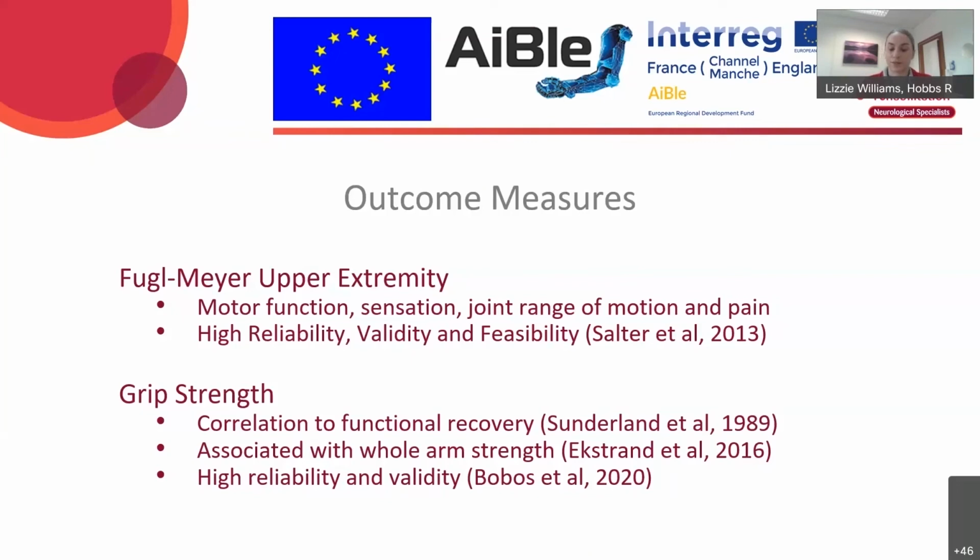Secondly, we assess grip strength. Research has shown a positive correlation between strength and functional recovery, as well as in the chronic phase, it's strongly associated with muscle strength in the whole arm. This was completed using a JMAR dynamometer with 3 trials for each participant, and an average was then taken. Again, this outcome measure has high reliability and validity. Next slide, please.